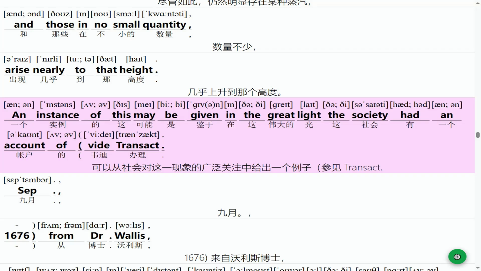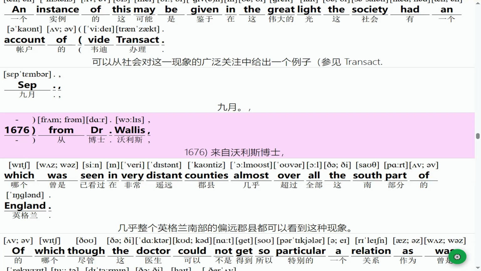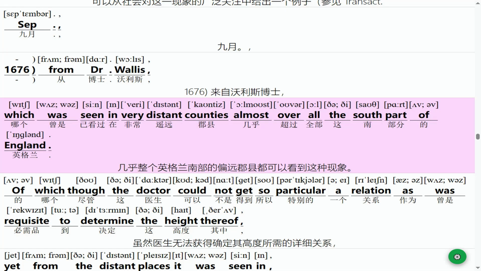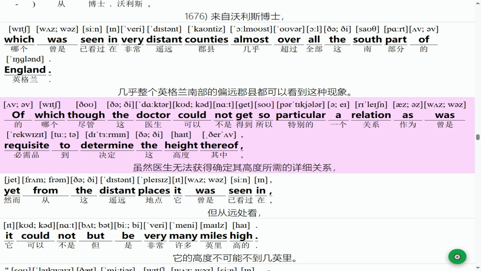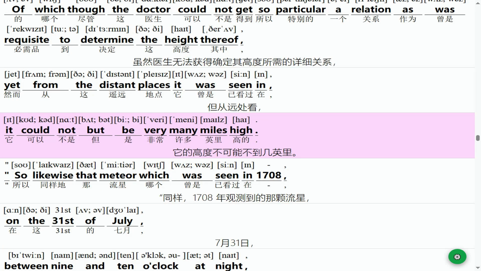An instance of this may be given in the great light the Society had an account of, vide Transact. September 1676, from Dr. Wallace, which was seen in very distant counties almost over all the south part of England, of which though the doctor could not get so particular a relation as was requisite to determine the height thereof, yet from the distant places it was seen in, it could not but be very many miles high.